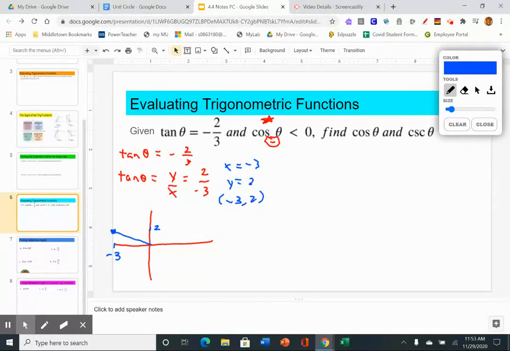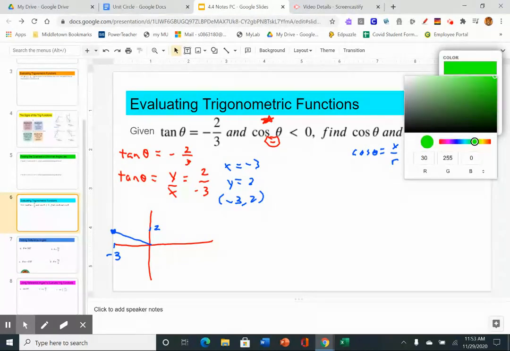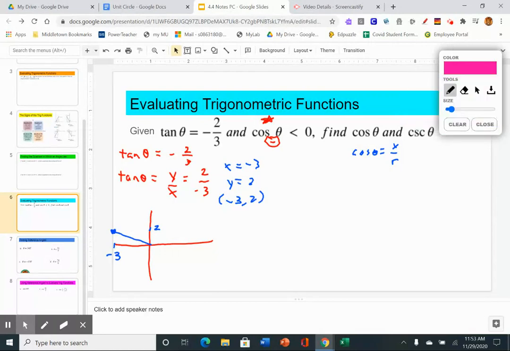So there we go. Now that we've established that, we can work on building our cosine and our cosecant ratios. Cosine of theta is x over r, and we do not have the r yet. So we need to find r before we do anything. I'm going to find r using the formula that we used in the beginning of the video. R equals the square root of x squared plus y squared. It's always a good idea to make sure you have x, y, and r because you're always going to need a combination of those three.